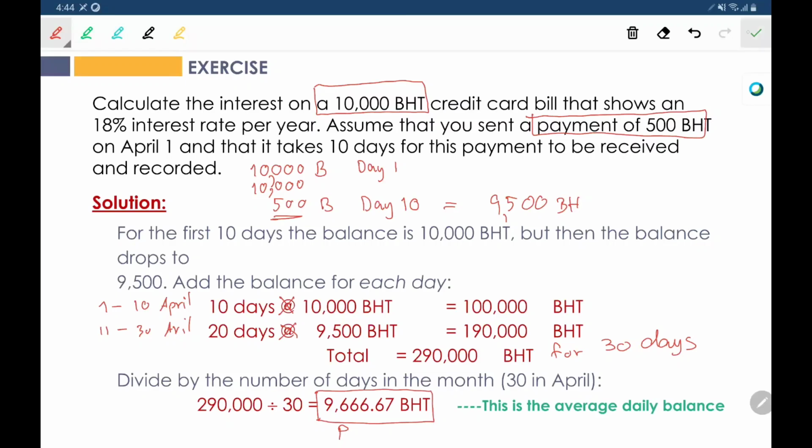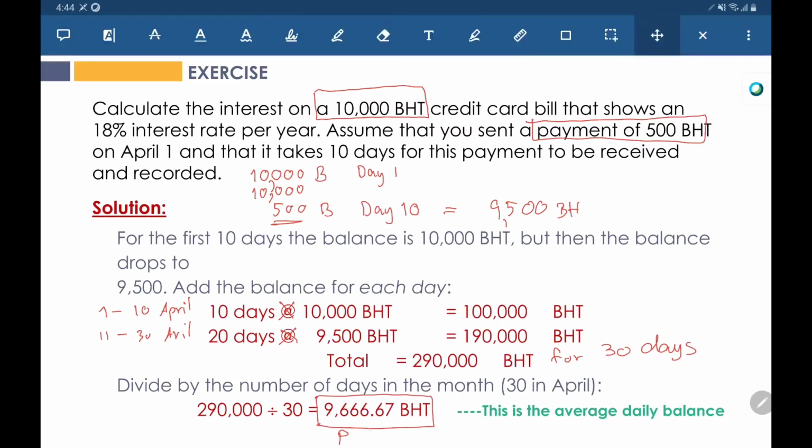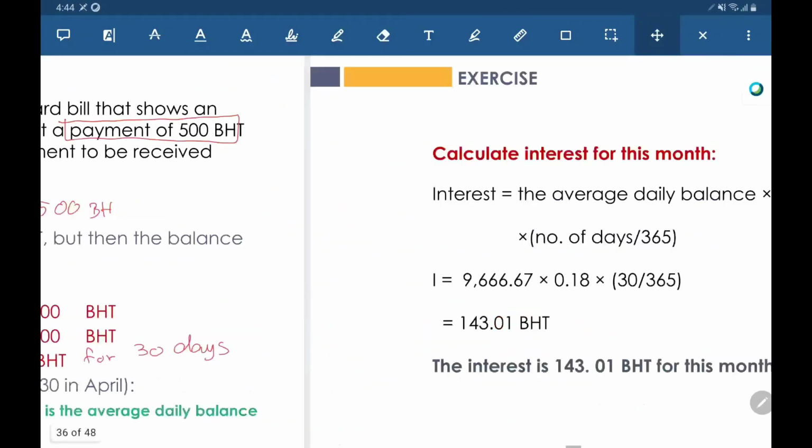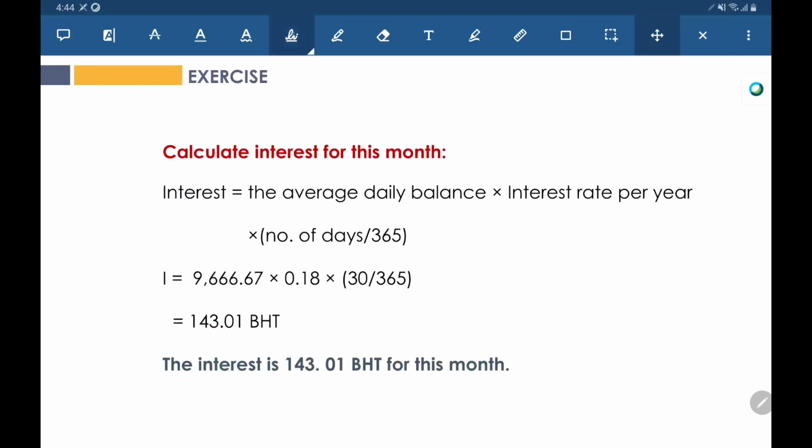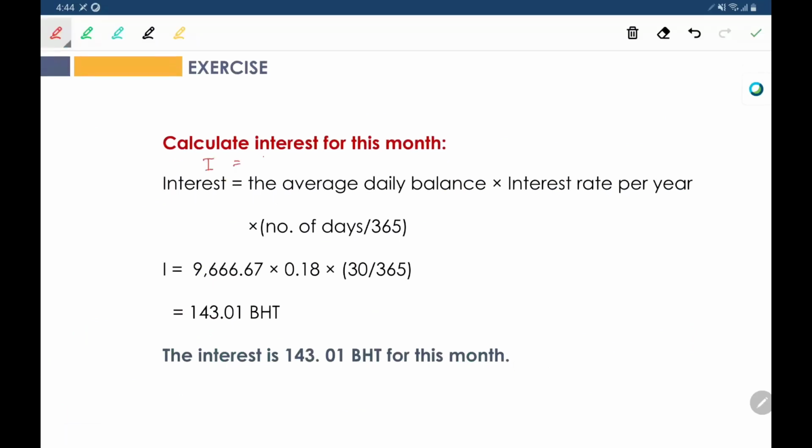And then after they get the P, they can find the interest from our normal formula. I is PRT. P is the average daily balance, this one. And the interest rate, they charge you 18% annually. It means R is equal to 0.18, right?